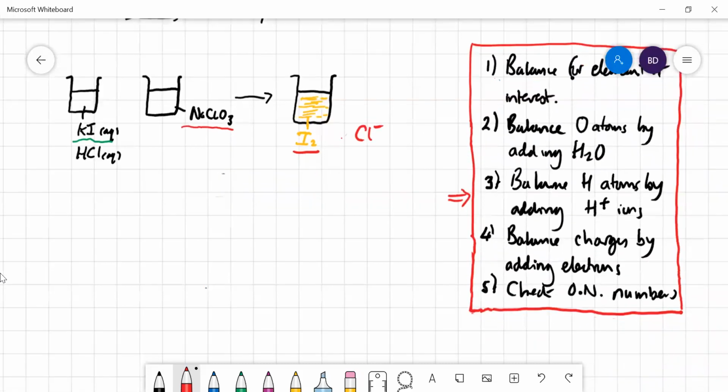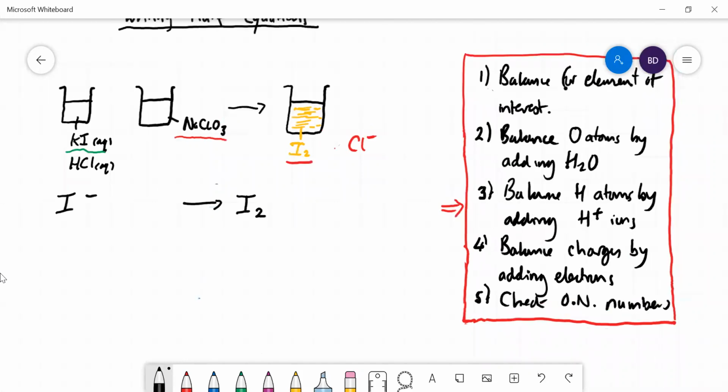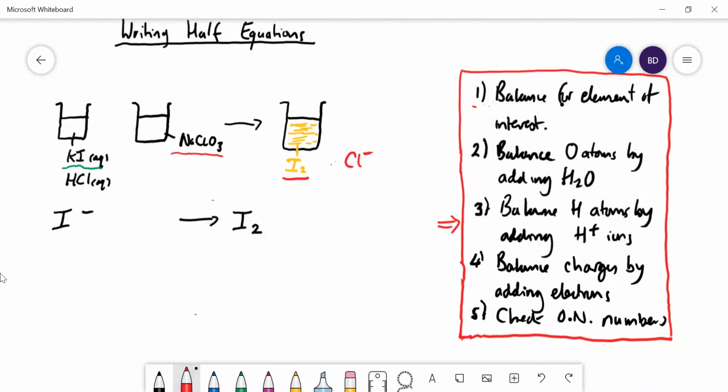Right, let's do the iodine one first. That's pretty straightforward. We've got KI there, haven't we? But we know that it's going to be K+ and I-, and the potassium is going to be a spectator ion. It's not going to do anything in this reaction, so I'm just going to write down I-, and that's going to get oxidized to diatomic iodine there. Right, first of all, balance for the element of interest, which is iodine. So we do need to put a 2 in front of that there.